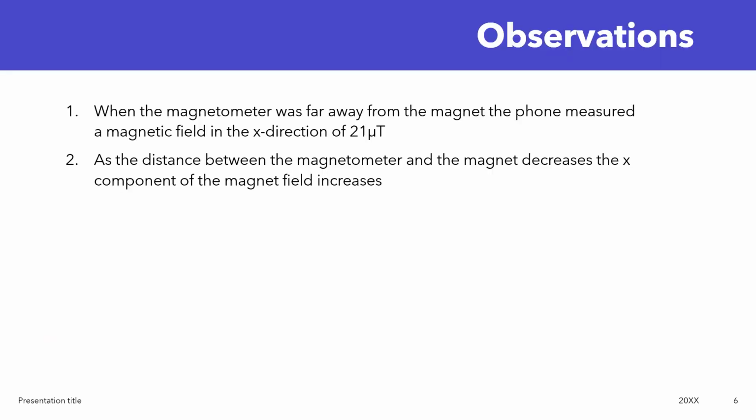Some observations you notice here would be that when I was measuring it, the magnetic field in the x direction, when you brought the magnet far away from the cell phone, pretty much stabilized at 21 microteslas. As the distance between the magnetometer and the magnet decreased, the x component of the magnetic field increased greatly, and you can see that on the graph as shown before.